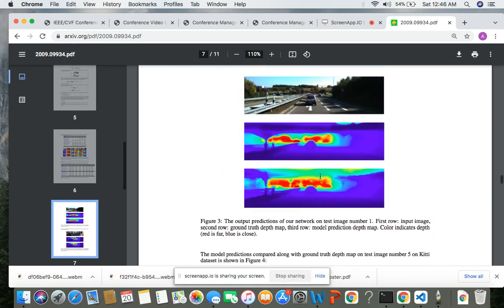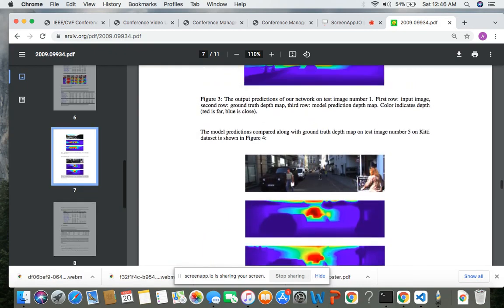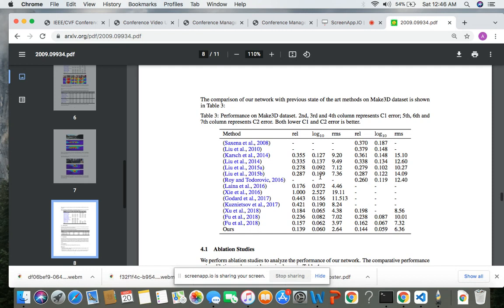So here the first image depicts the input image. The second is the ground truth depth map. The third is the predicted depth map. Color indicates here the distance of an object. Red color denotes that the object is very far, while blue denotes the object is near. And similarly, we present the quantitative results benchmarking our network on previous state of the art on the Make3D dataset. So these are the evaluation metrics which we used. For all these metrics, the lesser, the better the results are.